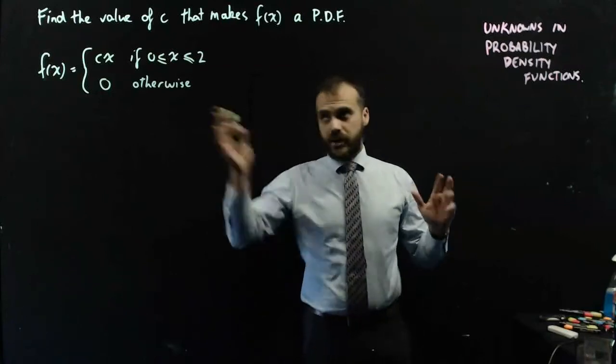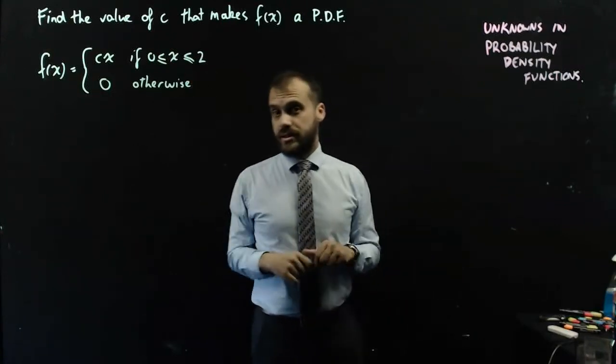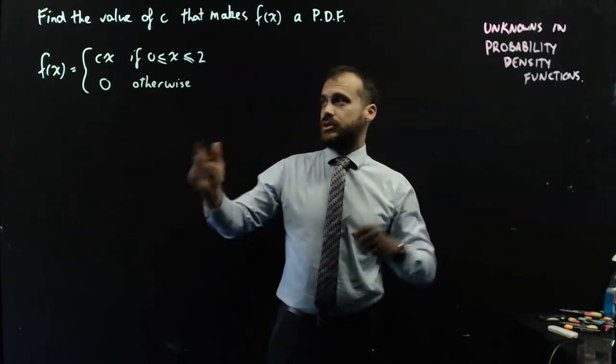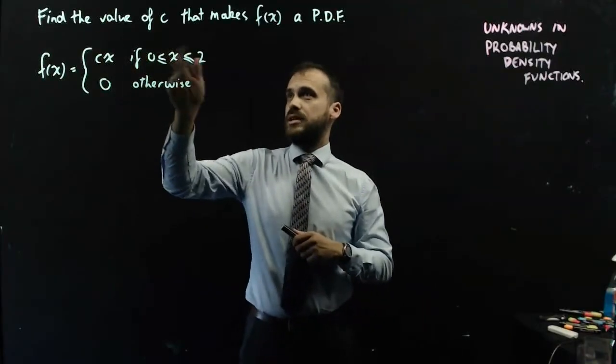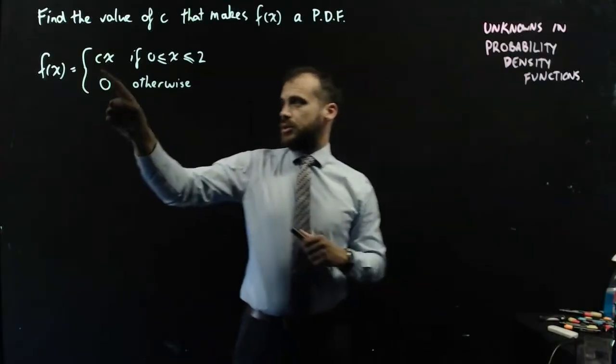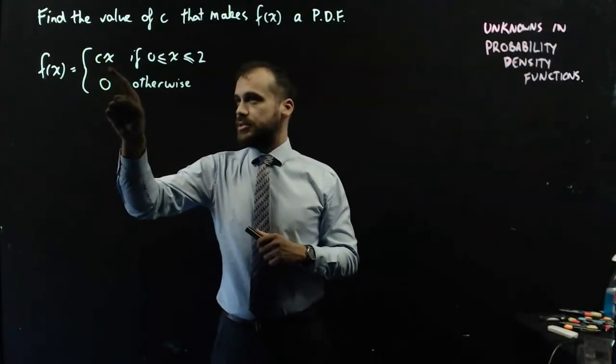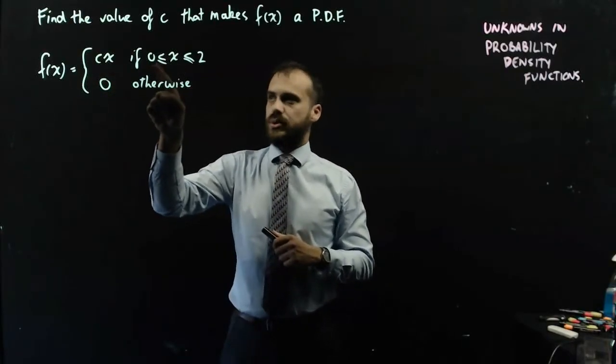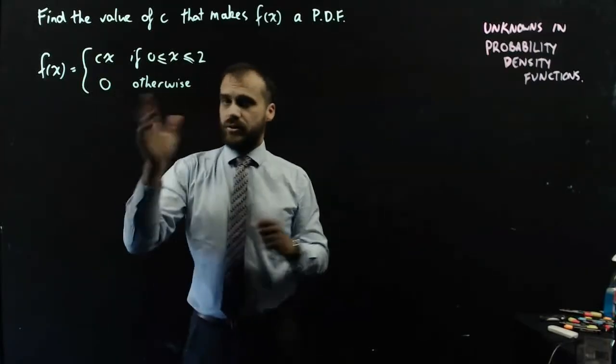So what if you've got an unknown in your probability density function? This question here is a good example. Find the value of C that makes f of x a probability density function. Here we have f of x equals cx if x is between 0 and 2, and 0 otherwise.